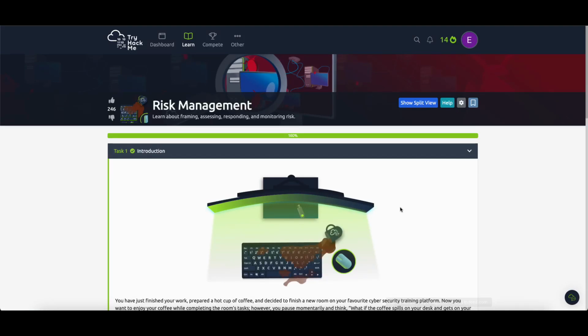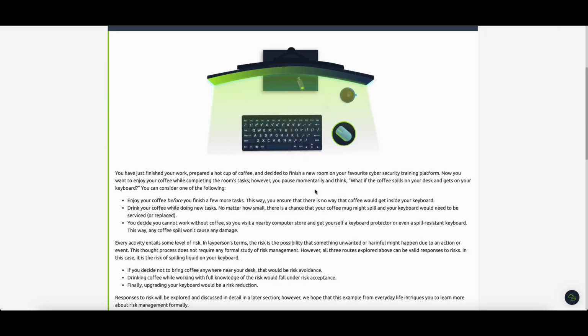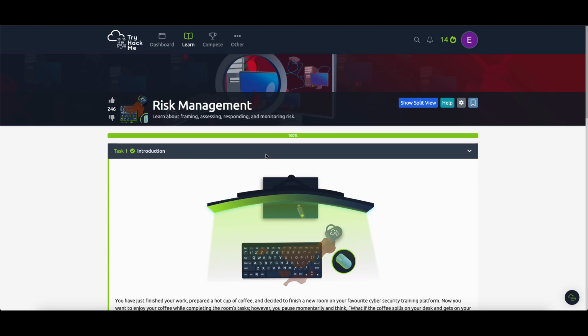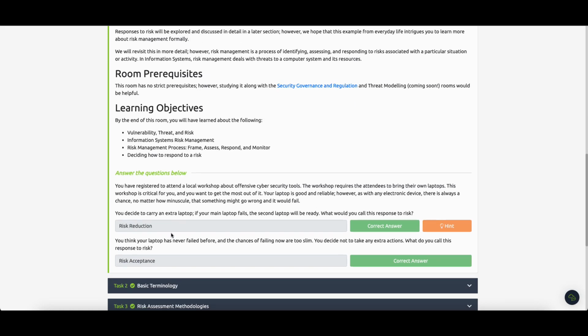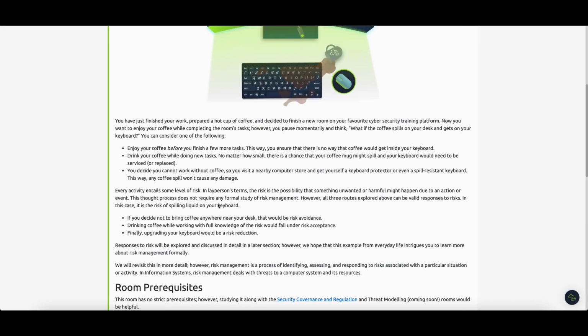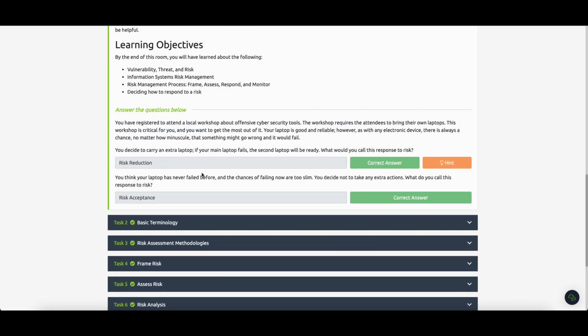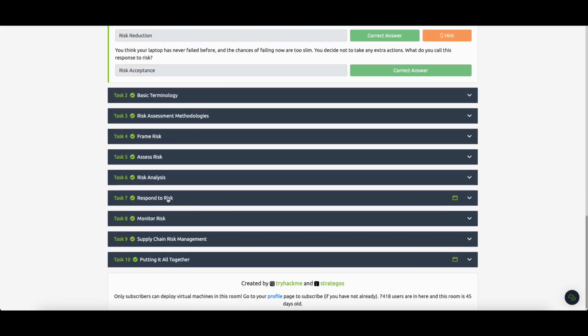Today I'm here to solve risk management rules of security engineer. There are some easy questions that you can solve by reading tasks. I will just read the answers of these questions, and let's start with task 1. First answer of first question is risk reduction and risk acceptance. You can understand why after you read these paragraphs, okay?